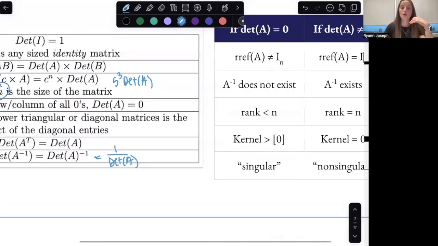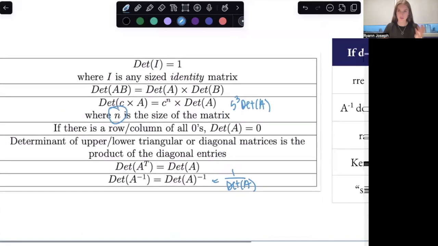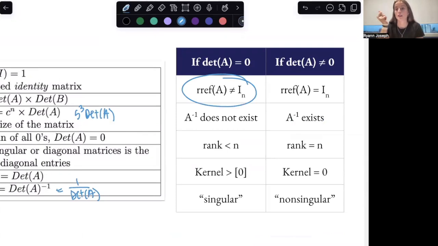Okay, now to some really cool things that are kind of a synthesis of what we've been talking about for the past couple weeks. The determinant of a matrix tells us a lot because all of these things are related to each other. When the determinant is equal to 0, here's a bunch of ways to tell. If it's equal to 0, this tells us that the reduced echelon form is not the identity matrix.